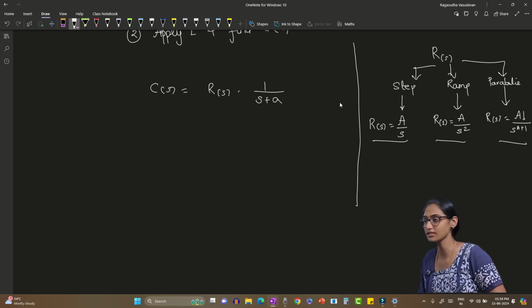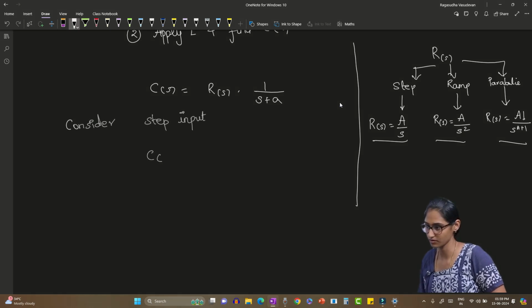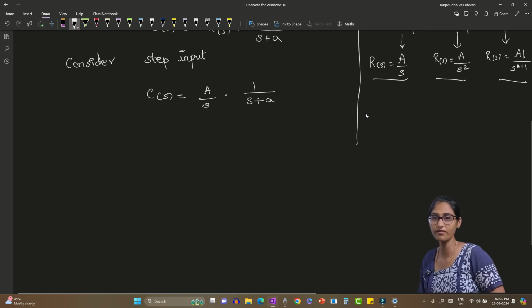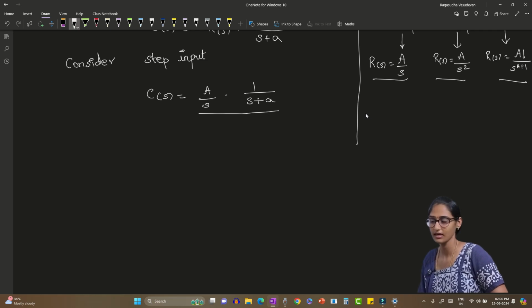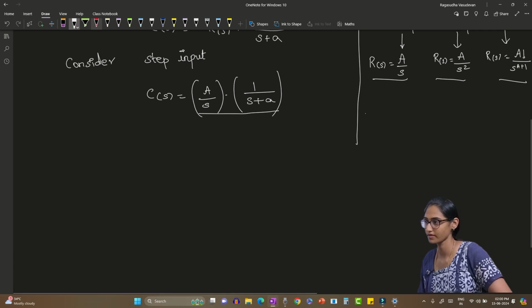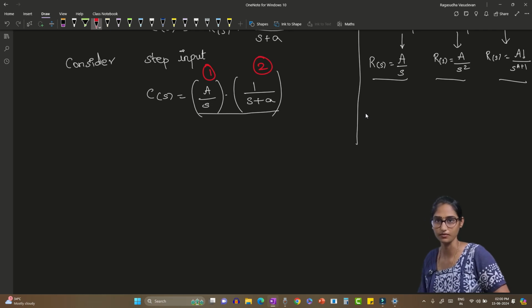So let's say this is a step input. So the c of s is equal to a by s multiplied by 1 by s plus a. In order to find out the inverse Laplace transform, this should be in a standard format. Currently, it is a multiplication of two terms. I will label this as term number 1 and this as term number 2.